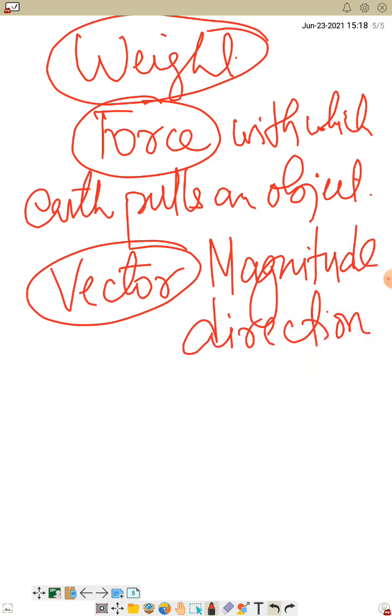Okay, अघि हाम्रो mass को त के थियो? It was a scalar quantity. It has only the magnitude, no direction. But weight has a direction that is always downwards. Understand? It always acts in the downward direction.